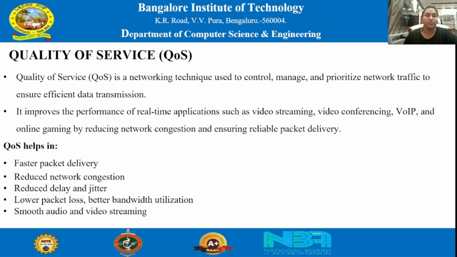Coming to quality of service. Quality of service is a network mechanism used to control and prioritize the network traffic. Not all network traffic has equal importance. For example, video calls are more sensitive to delay, while emails can tolerate slight delays. So QoS ensures that important traffic gets priority.